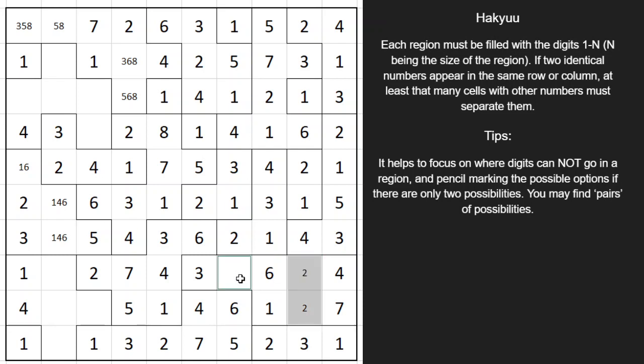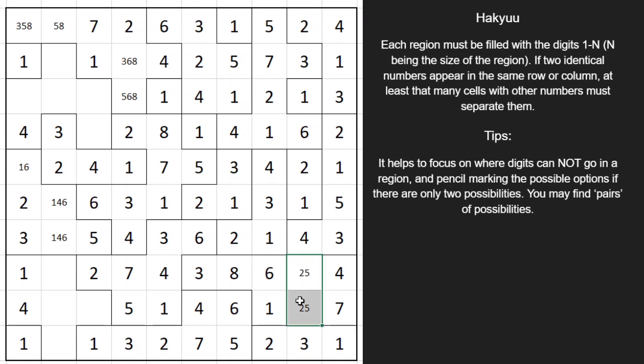So here we need 2, 5, and what else? 1, 2, 3, 4, 5, 6, 7, 8. And 8. 2, 5, 8. This 5 means this can't be a 5, so the 5 goes over here. So that's a 2, 5 pair. Since this is a pair, an 8 can't go there. The 8 must go here. We'll make that bigger.